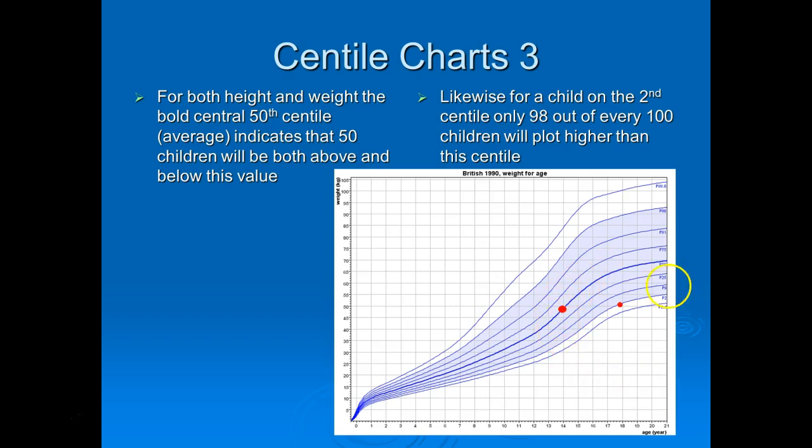So this dot here demonstrates the child on the second centile. So only about 98 out of every 100 children will plot higher than this centile. This individual here, if you stood them in a line with 100 children of their exact same age, they would be towards the bottom of that line, and 98 of those children would inevitably be taller than them.